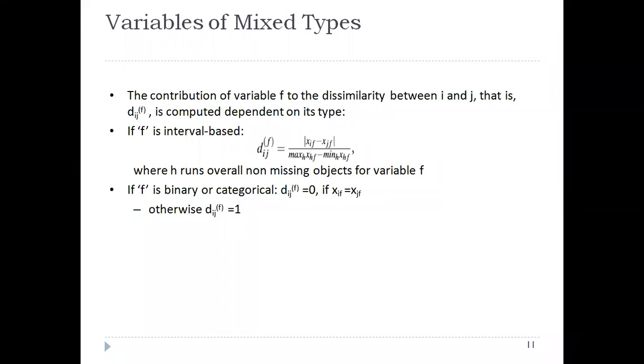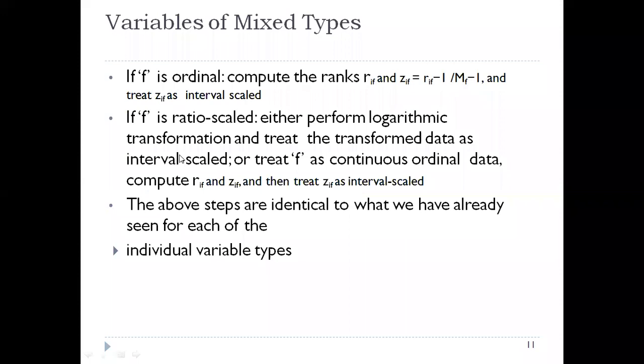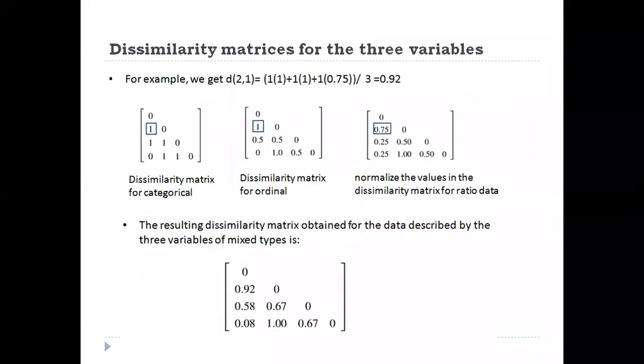So let's deal with variables of mixed data types. I have summarized how we have to deal with the data types if they are interval-based, binary or categorical, ordinal, or ratio. Usually, you can calculate the similarity or distance matrix between each of these variables, and then take an average of that. That's what we are going to do, but we assign weights before we take the average.